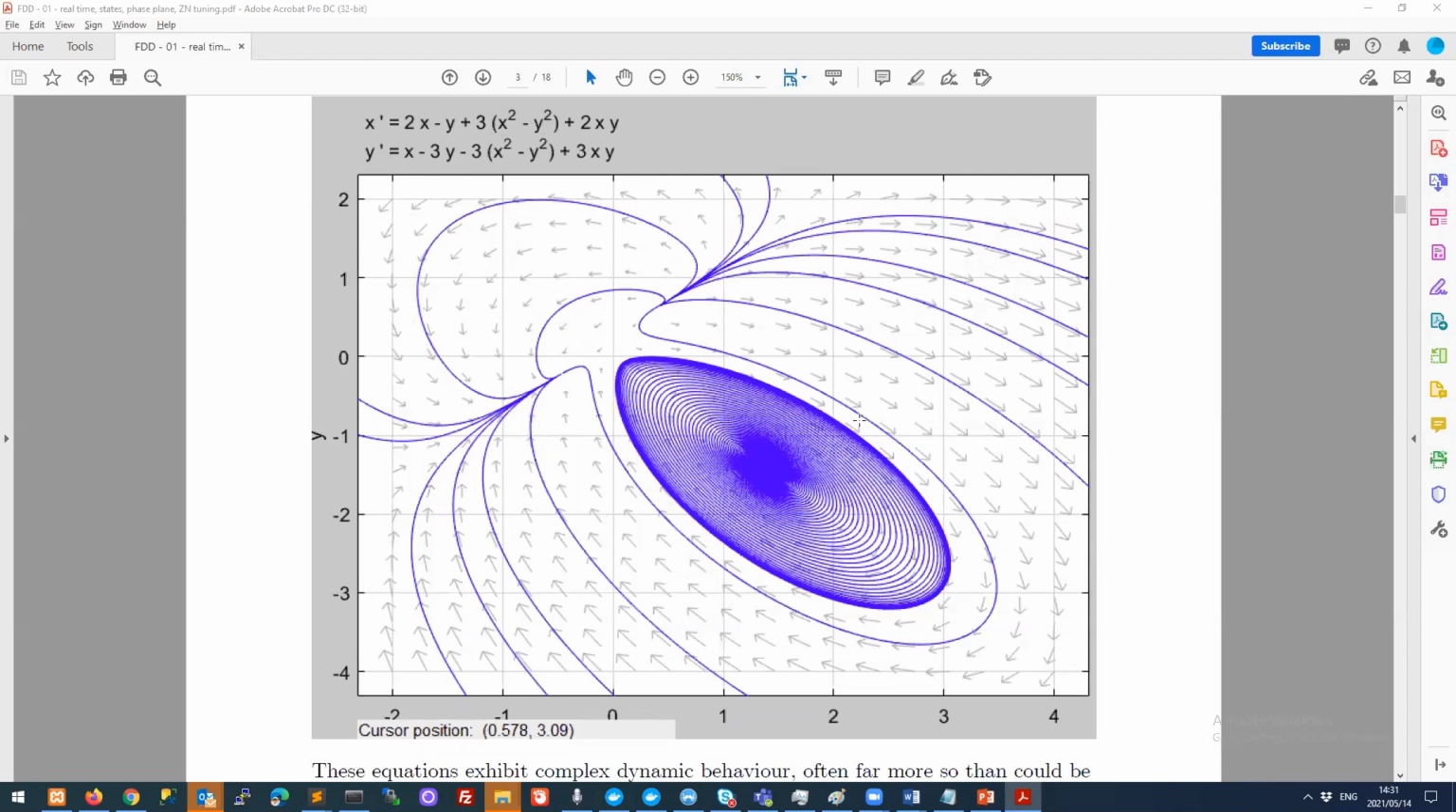Okay, so do you all get that? These are the Poincare maps. Any questions or comments on that?